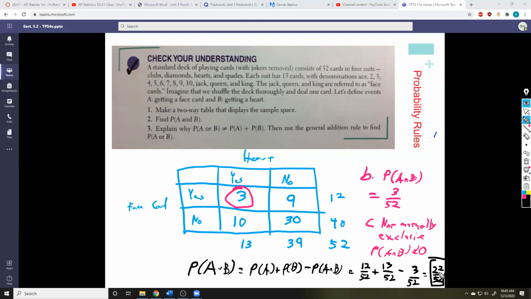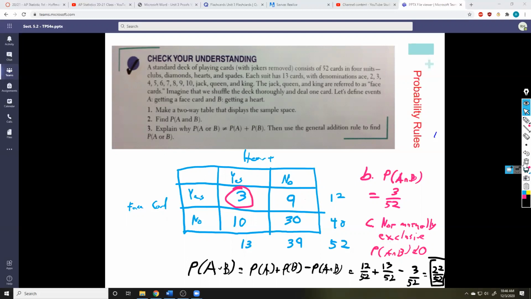And you can either reduce that fraction or you can get the decimal out. But 22 out of 52 are in either category. You can also do it with a Venn diagram. Anything else like that. We'll do another couple examples with these next week just to kind of review and familiarize ourselves with that. But that is section 2.